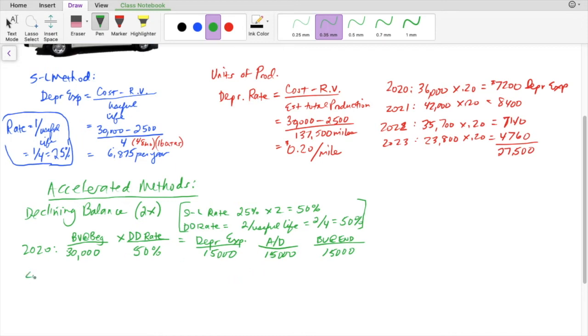So at the beginning of 2021, what's the book value? Well, it's 15,000. It's what I finished last year with. Take that times my 50%, and what do I get? I get 7,500. What have I accumulated then? Well, I had 15 last year and 7,500 this year, so I've got 22,500 accumulated. My book value at the beginning of the year was 15. I just took away 7.5 more, so my book value at the end is 7.5.